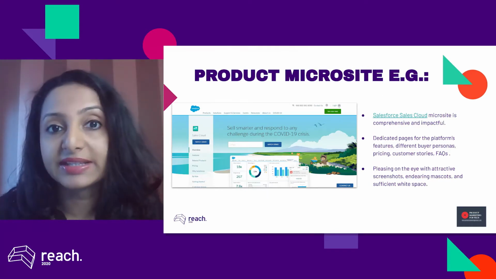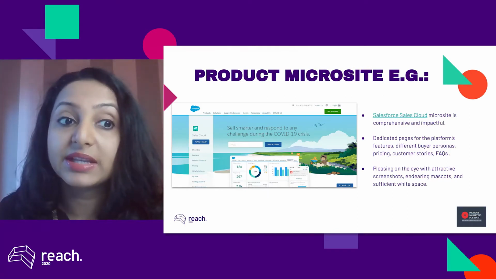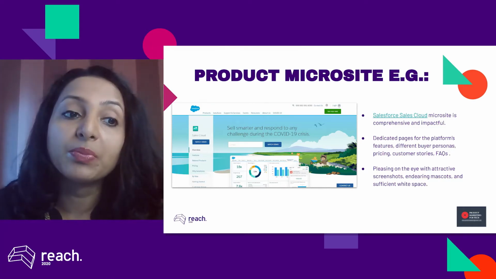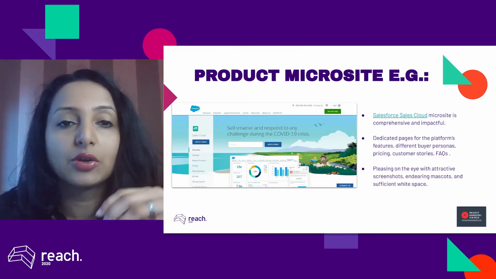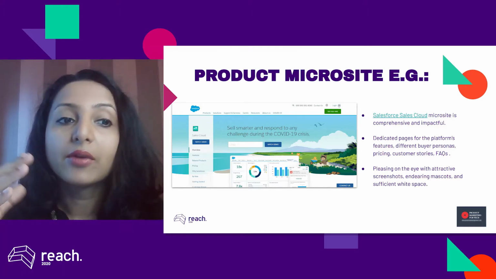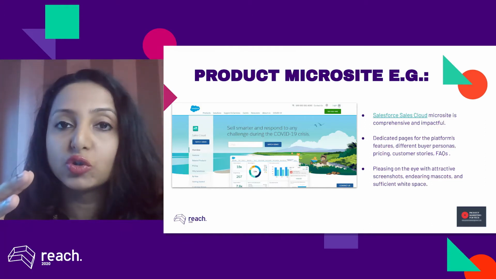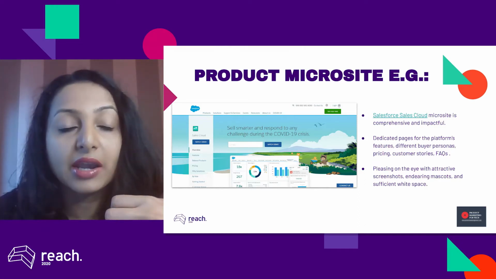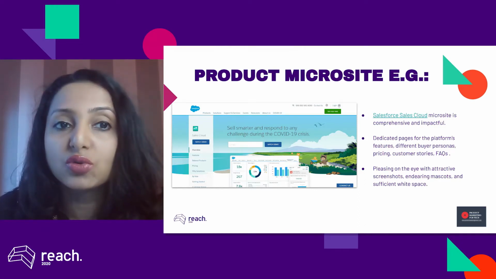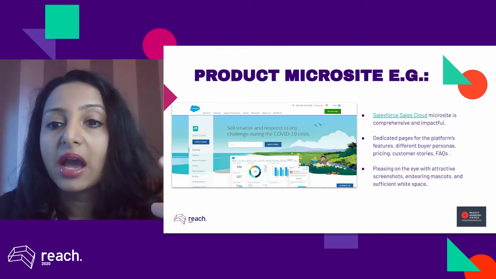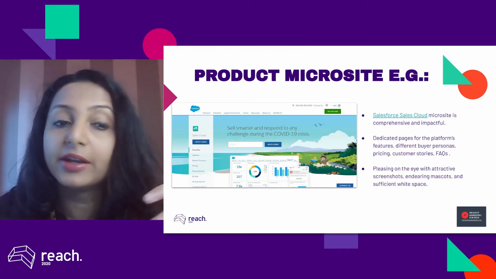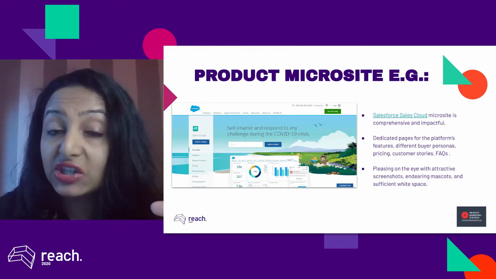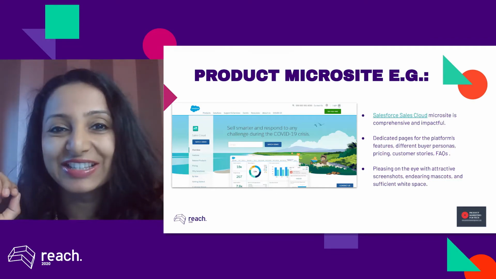So let's talk through an example. There are plenty of examples out there. I really like the Salesforce Sales Cloud example. They have packed it with so much information. It's really rich, and if you're looking for anything, you will find it there. Right on the navigation bar, it guides you to different features. It targets different buyer personas and gives you FAQs, customer stories, pricing, you name it. It's all there. It's very pleasing on the eye too, well designed, with lots of white space, attractive screenshots, and their endearing mascot is everywhere.